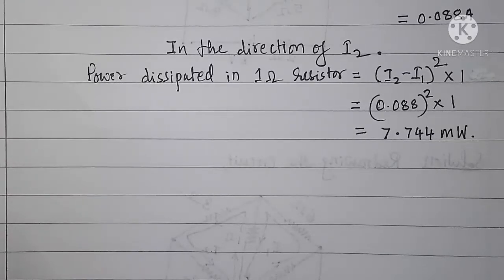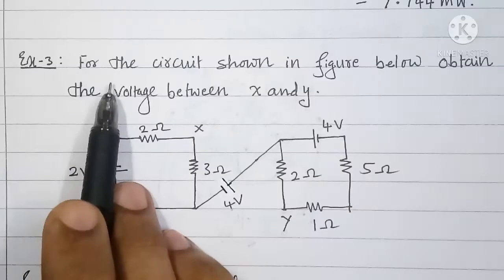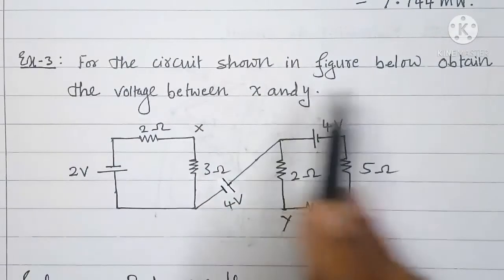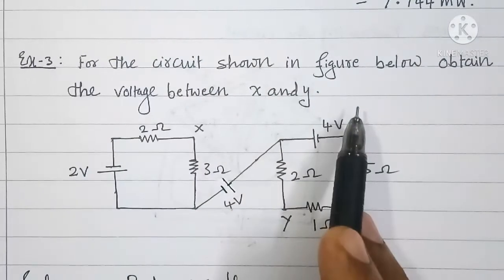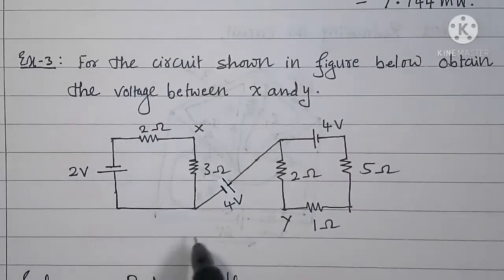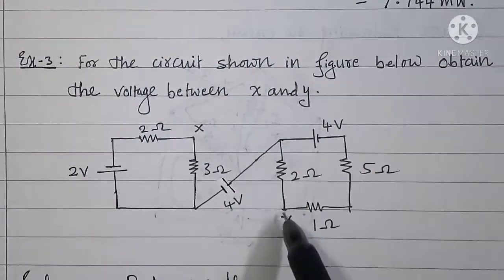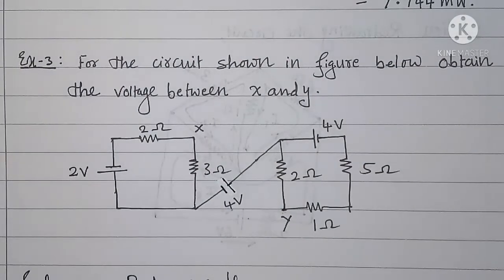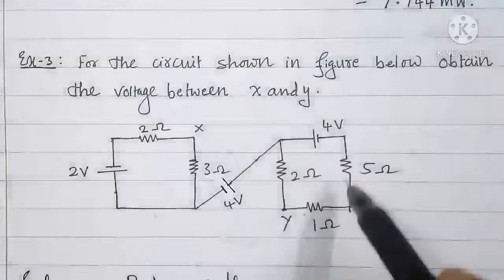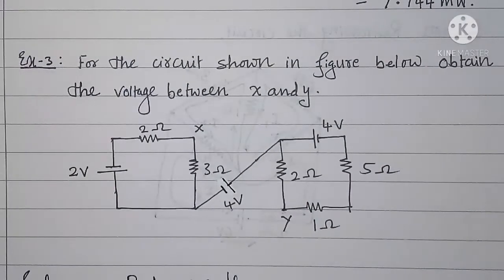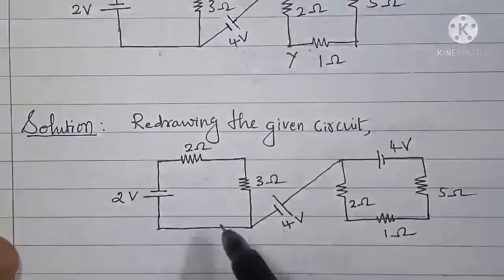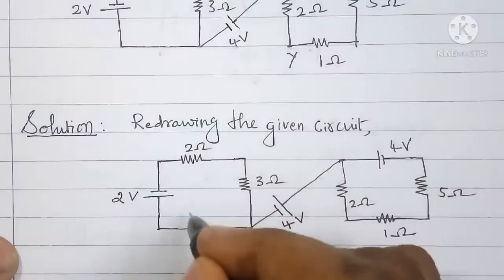Now we will take the third problem. For the circuit shown in the figure below, obtain the voltage between X and Y. So point X is here and Y is here. Between these two, what is the voltage that we have to calculate? First we will redraw the circuit and then we will find the two mesh currents here. So here is the redrawn circuit.